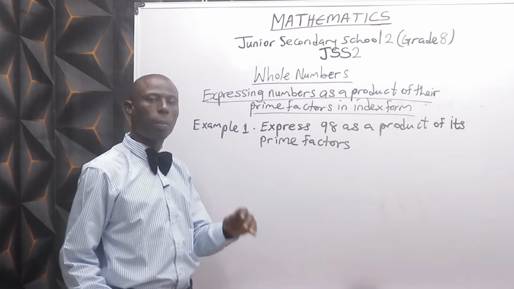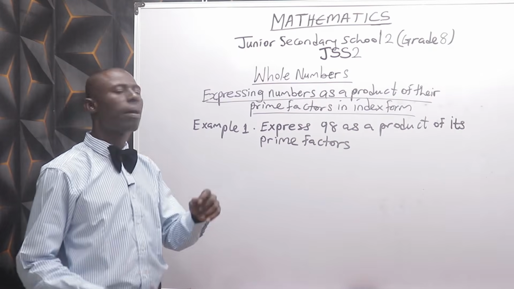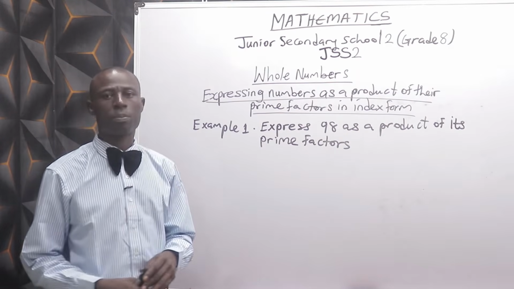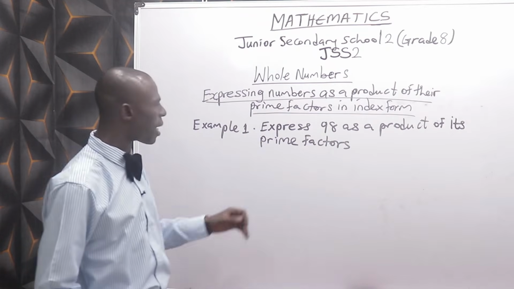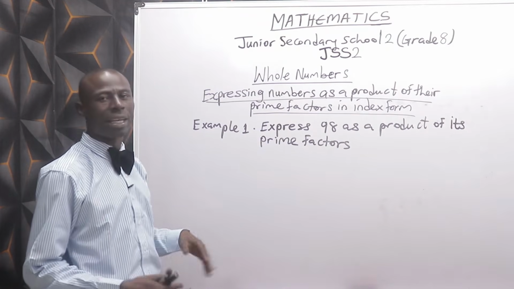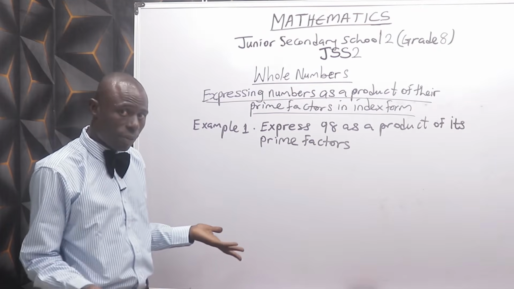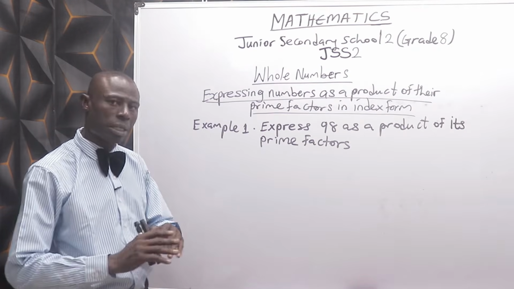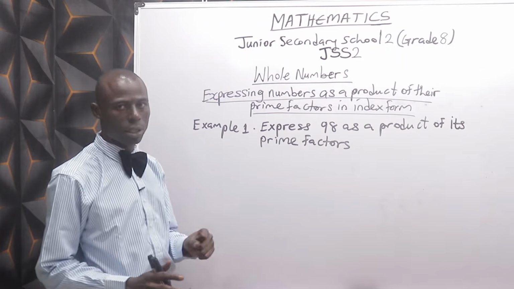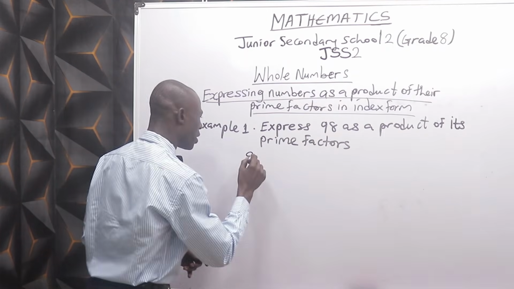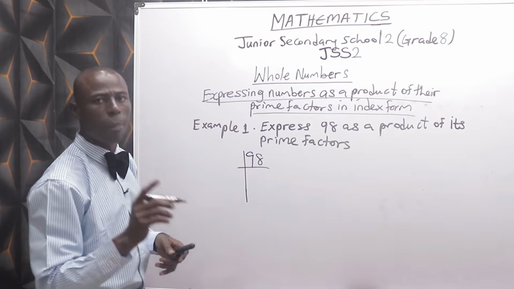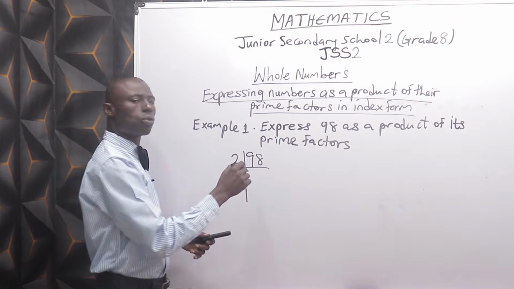Expressing numbers as a product of their prime factors in index form. Example 1. Express 98 as a product of its prime factors. The question does not say in index form, so you are free to leave it without putting it in index form in that case, depending on the question. So what do we do? Take the 98. What is the first prime number? 2. Use 2 to divide.